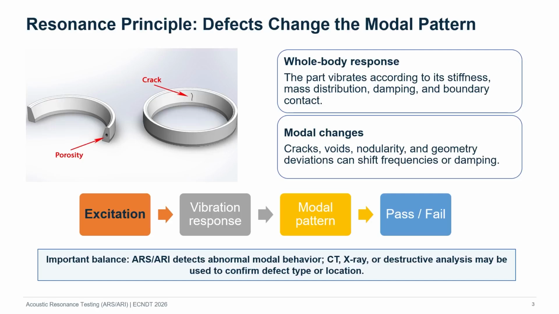It is important to say that ARS and ARI detect abnormal structural response. CT, X-ray, or destructive analysis may still be used to confirm the exact defect type or location.